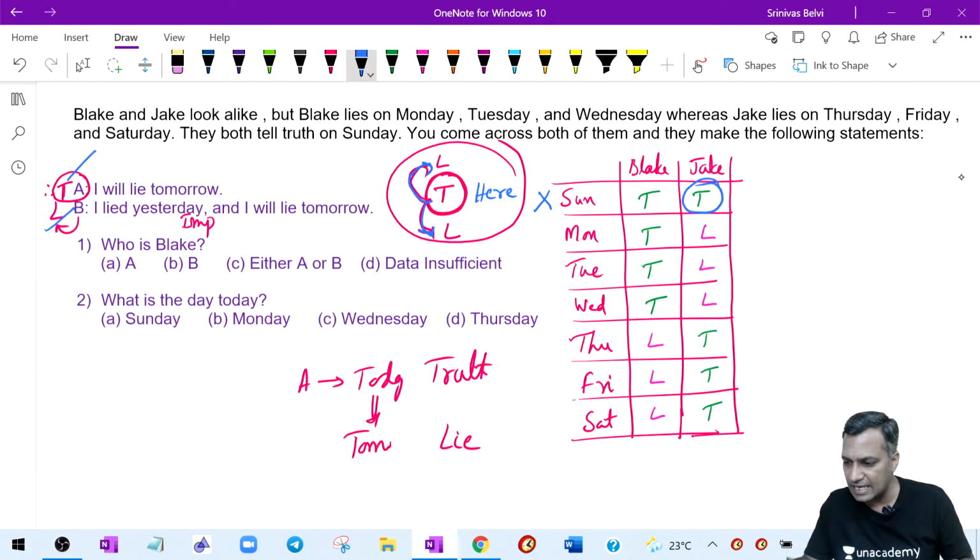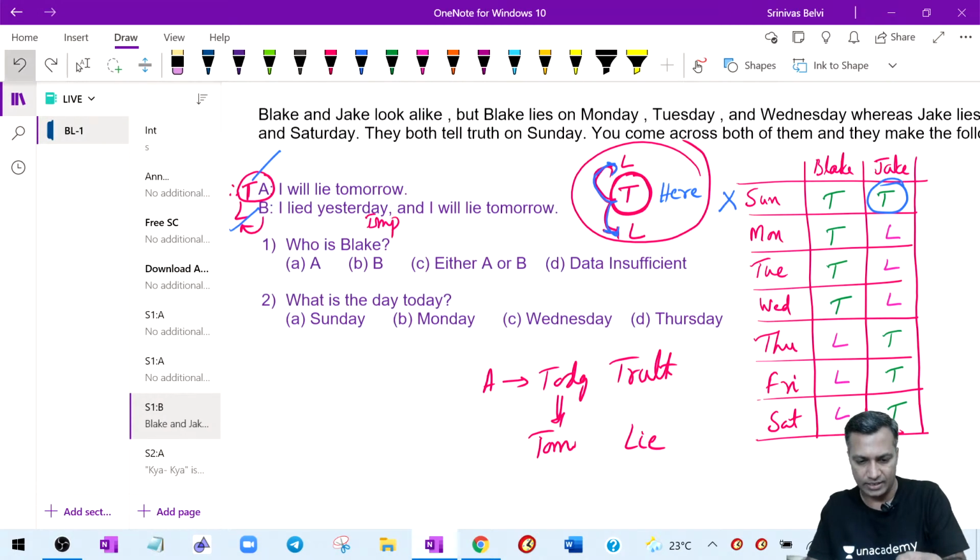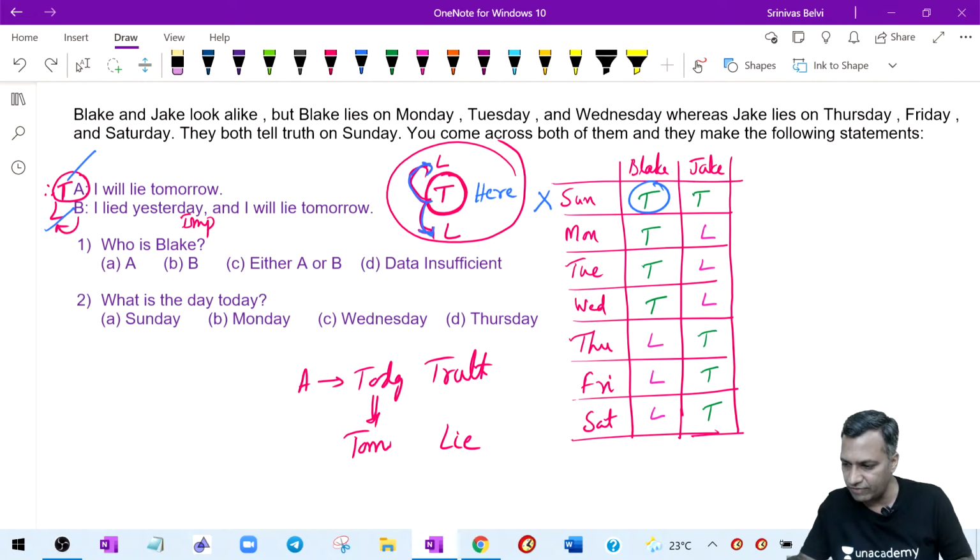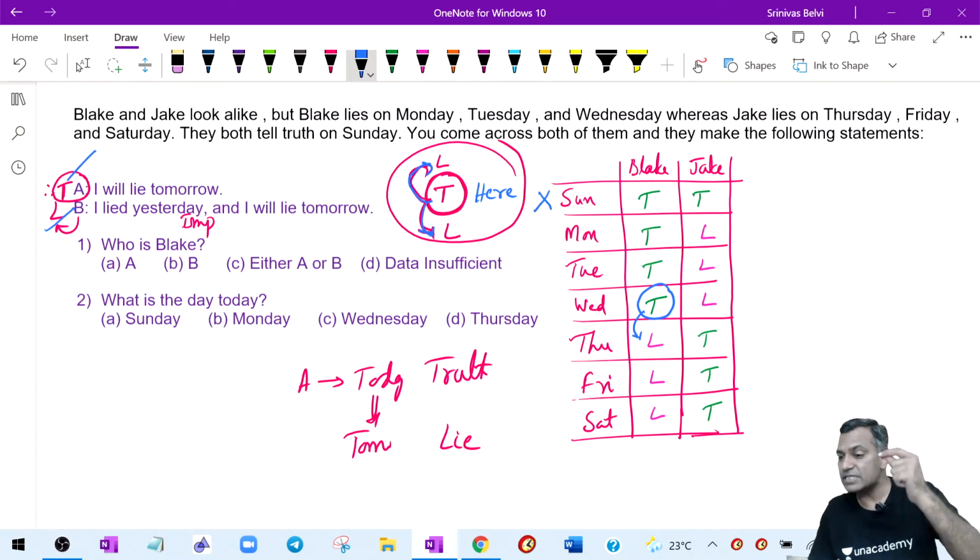Identify the day other than Sunday where the next day somebody is going to tell a lie. Fair enough. So which day could it be? So here it is. It could be Wednesday. Therefore, if it is Wednesday, next day this guy is going to tell a lie. So you may say, hey, which can be some other day? No other day.